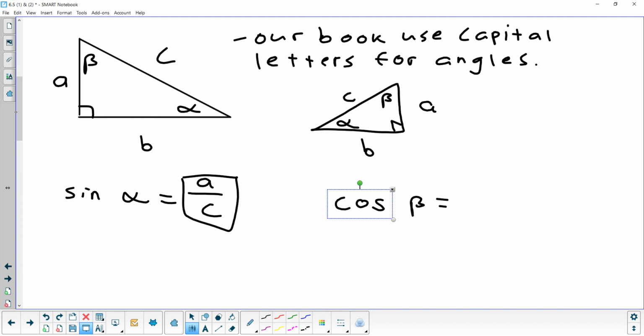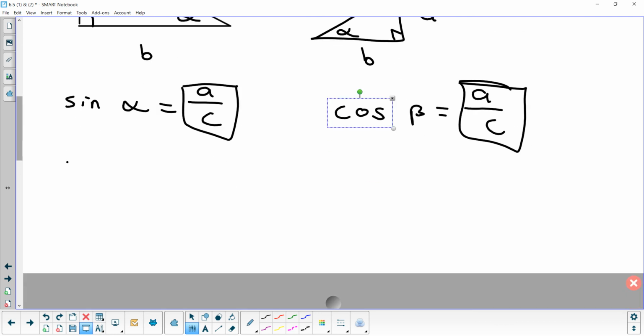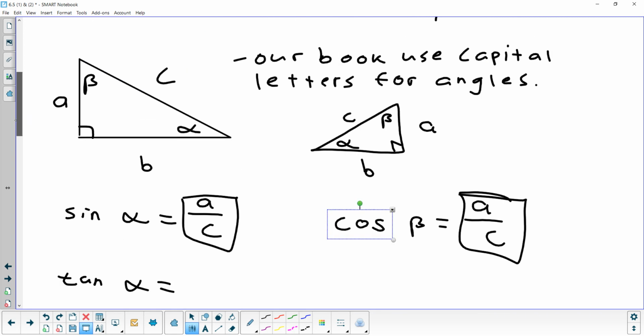Tim? A over C. It's A over C again. They came out exactly the same. Okay, let's do another one. Let's do tangent of alpha. What's the tangent of alpha in this case? Yeah, maybe. A over B. A over B.